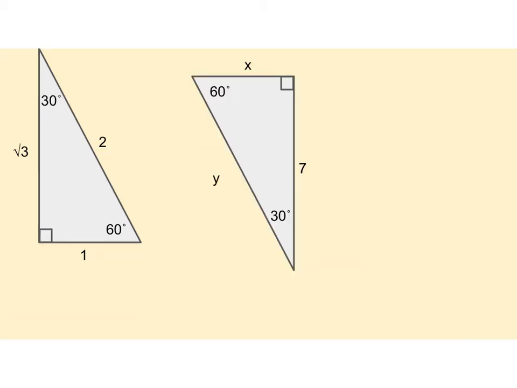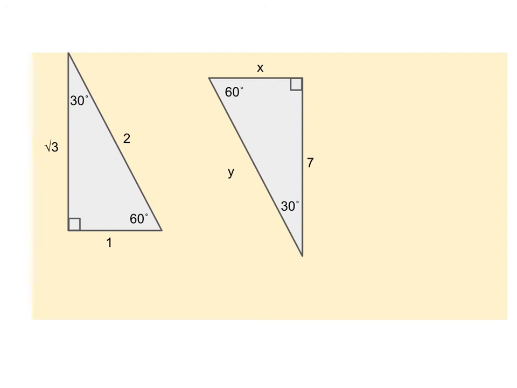And lastly, we're going to take a look at an example where I'm given the side that's opposite the 60-degree angle, or the middle length side. So in this case, the side opposite the 60-degree angle has to go over the square root of 3. The side opposite the 30-degree angle goes over 1. And the side opposite the 90-degree angle, or the hypotenuse, goes over 2.